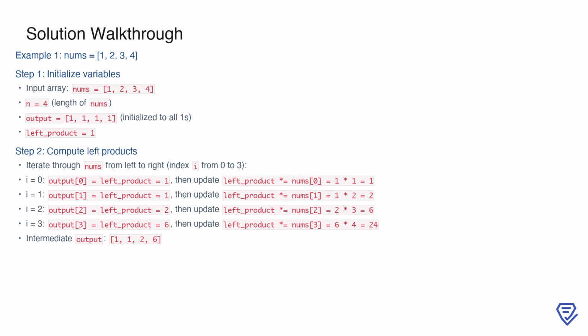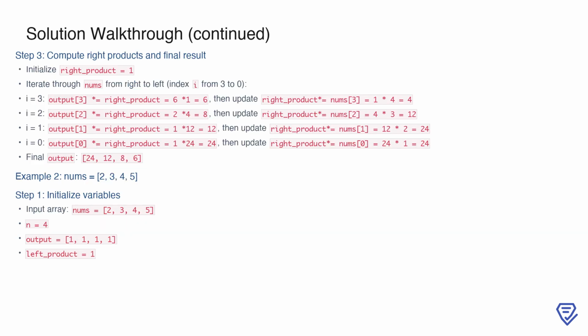At index 2, output 2 is set to 2, the current value of left_product, and left_product is updated to 6 by multiplying it with nums 2. Finally, at index 3, output 3 is set to 6, and left_product becomes 24 after multiplying it with nums 3. The intermediate output array at this stage is 1, 1, 2, 6.